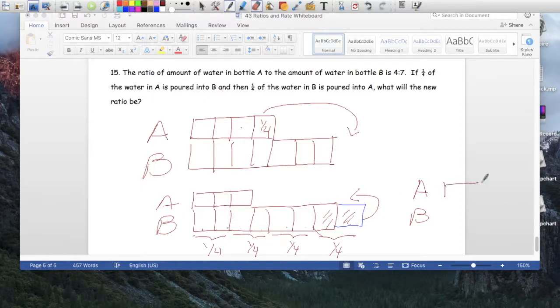So A, which had 3 boxes, 1, 2, 3, is now going to have 5, right? And B, which had 1, 2, 3, 4, 5, 6, 7, 8, is going to have 1, 2, 3, 4, 5, 6 because these 2 boxes moved back to A. So B is going to have 6. So what's the ratio at the end? Well, the ratio of A to B will be 5 to 6. Okie dokie. And those are your answers.